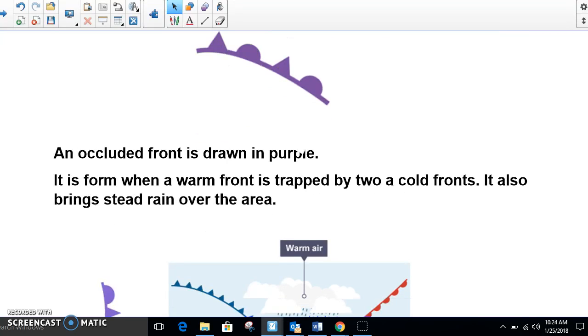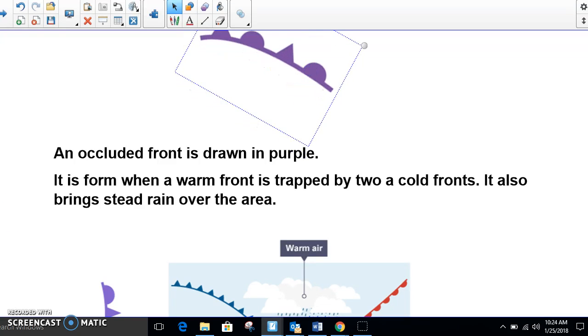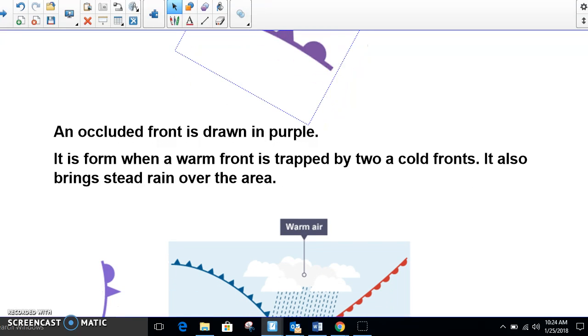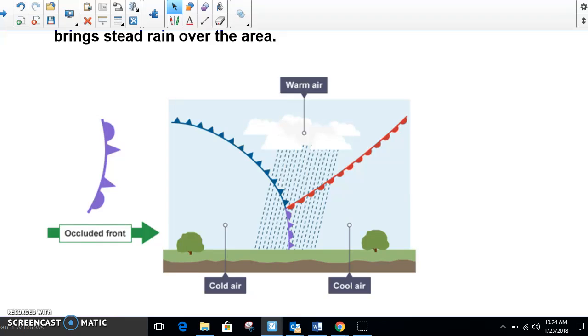The fourth and last one that we'll talk about is the occluded front. And the occluded front is normally drawn in purple. It is formed when a warm front is trapped by two cold fronts. It also brings steady rain over the area that is formed.